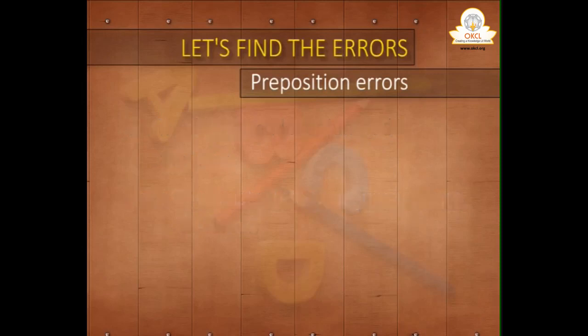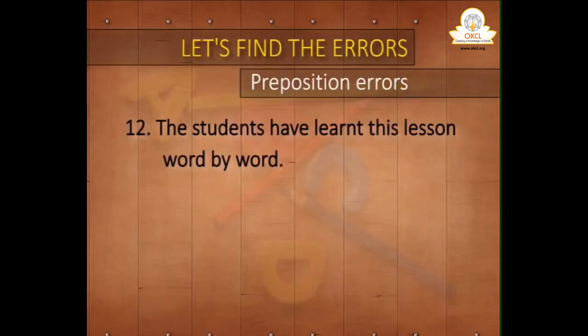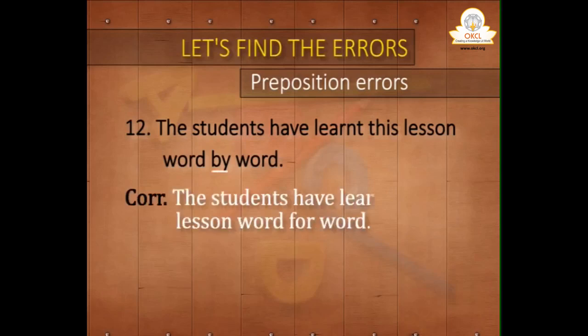Next, let's see. The students have learned this lesson word by word. Word by word is a mistake. We'll have to say word for word. That means they have memorized every word. Word for word, not by. Let's see the next sentence.